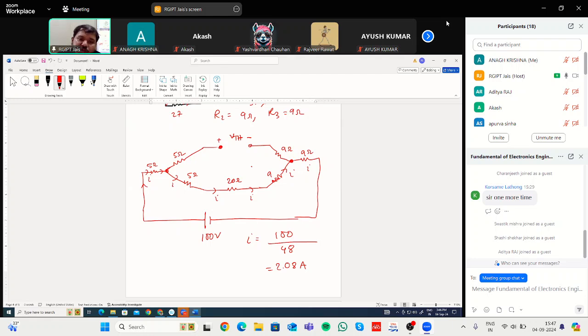Okay, then what will be the voltage drop? The current flowing multiplied by these resistances. That means what is the voltage drop across this? Plus minus sign will be there. So I multiplied by 5 plus I multiplied by 20 plus I multiplied by 9. I, you know, 2.08, you have already found, and you can add this, 34 multiplied by 34.